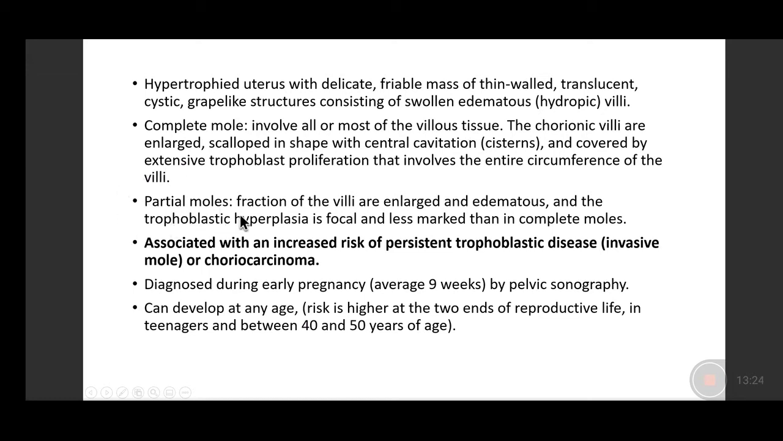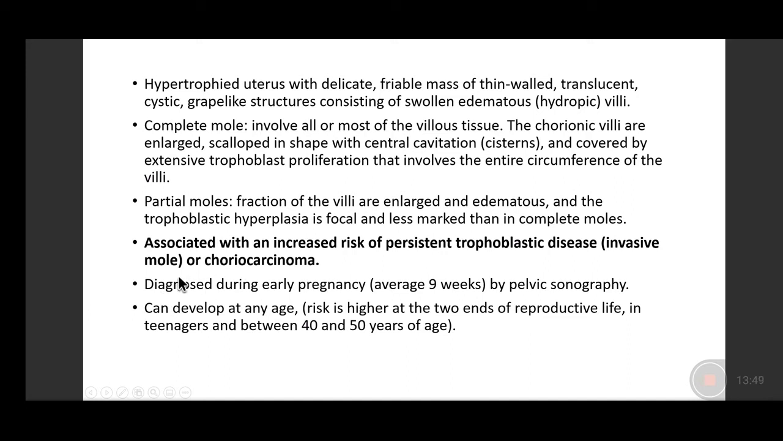However, in partial moles, only a fraction of villi are enlarged and edematous, and the trophoblastic hyperplasia is very focal and less marked as compared to a complete mole. Now, these complete and partial moles are associated with an increased risk of persistent trophoblastic disease. This persistent trophoblastic disease can take the form of either invasive mole or choriocarcinoma.